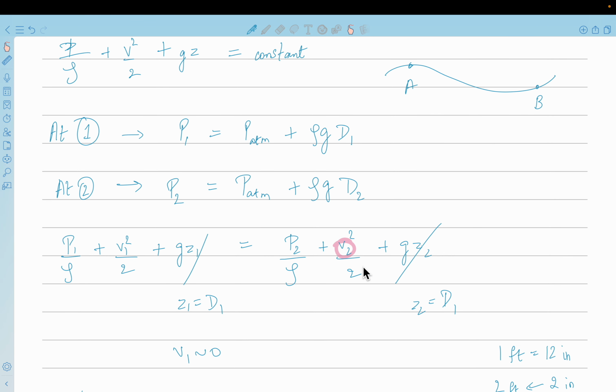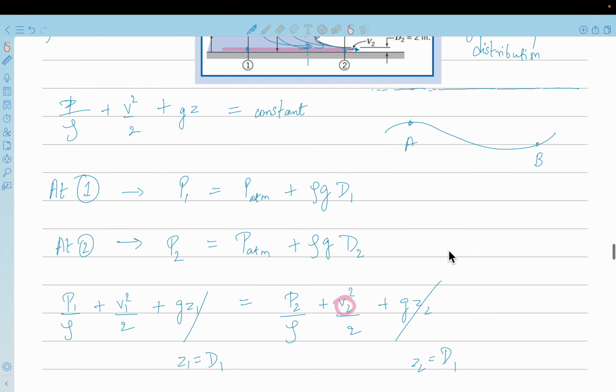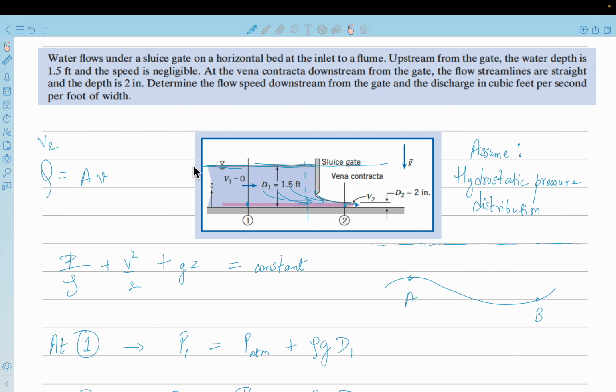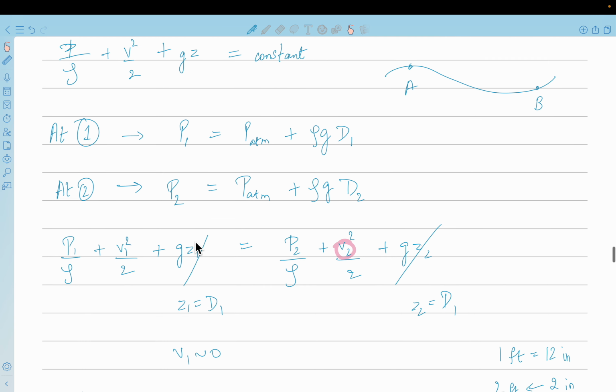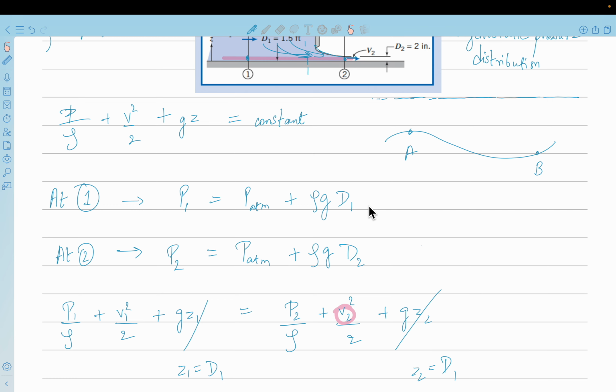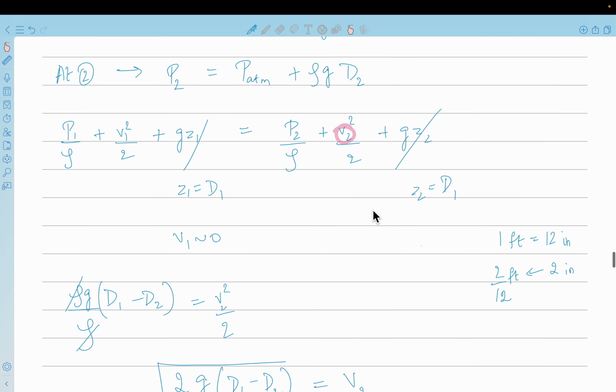Earlier I had made a mistake. So is this clear? I'm sorry for the confusion, but is it clear now? Yeah, we have to always take that one surface and the height from that surface. So Z1 and Z2 are the same, but the difference comes because of the pressure, and the pressure at location 1 is due to the height D1, pressure at location 2 is due to the height D2.